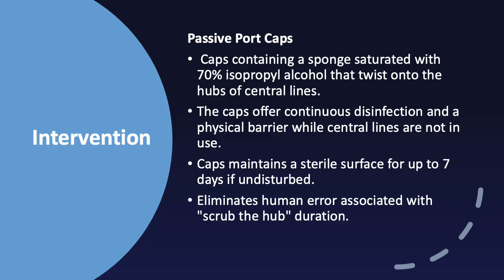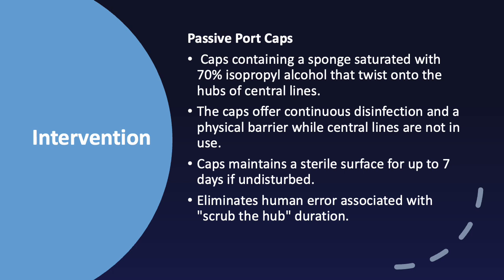So my intervention would be passive port caps. These caps contain a sponge that is saturated with 70% isopropyl alcohol that twists onto the hub of central lines. The caps offer continuous disinfection and a physical barrier while central lines are not in use.